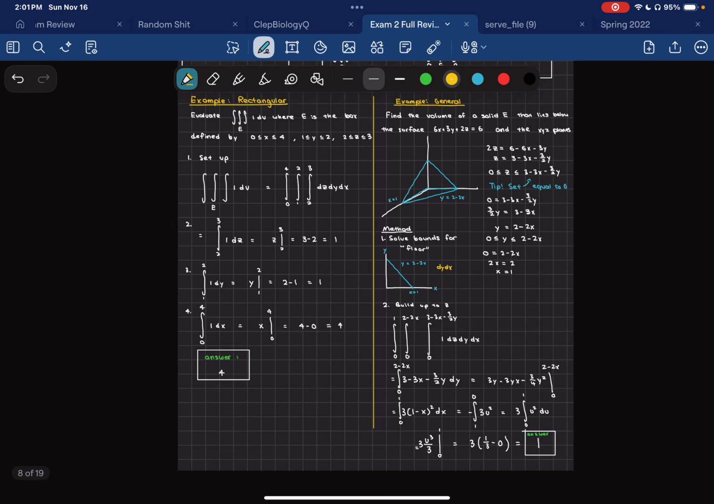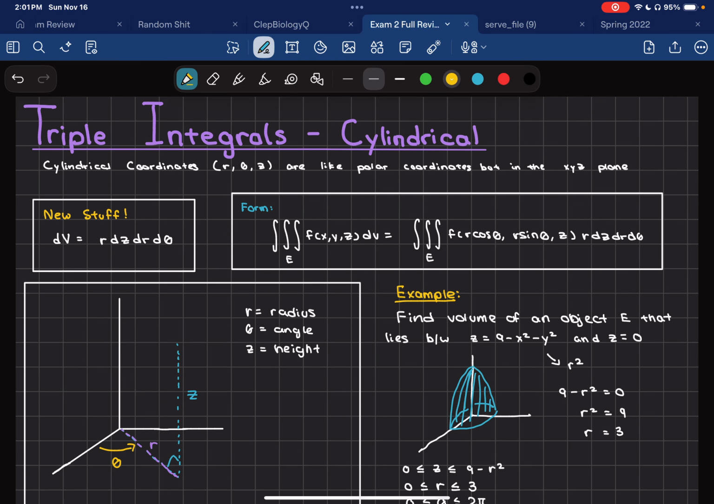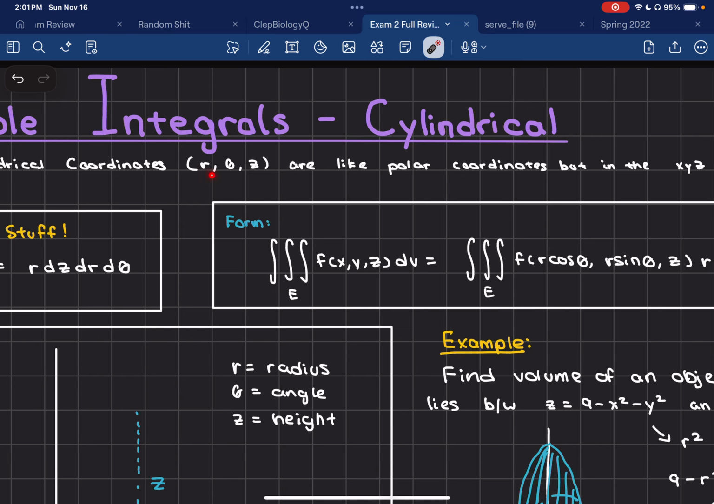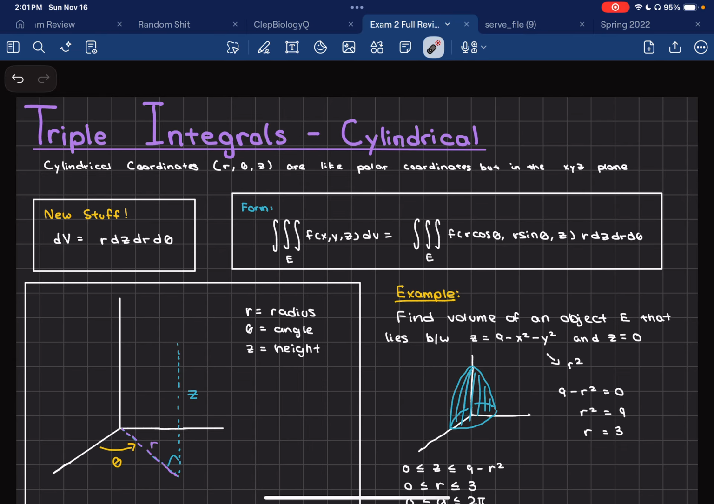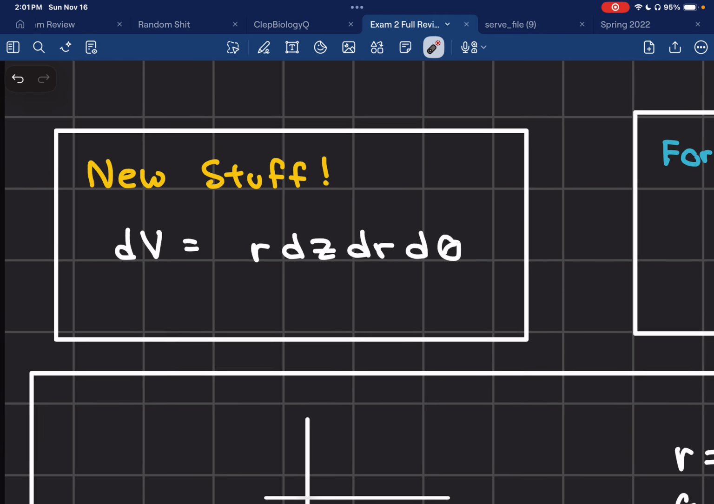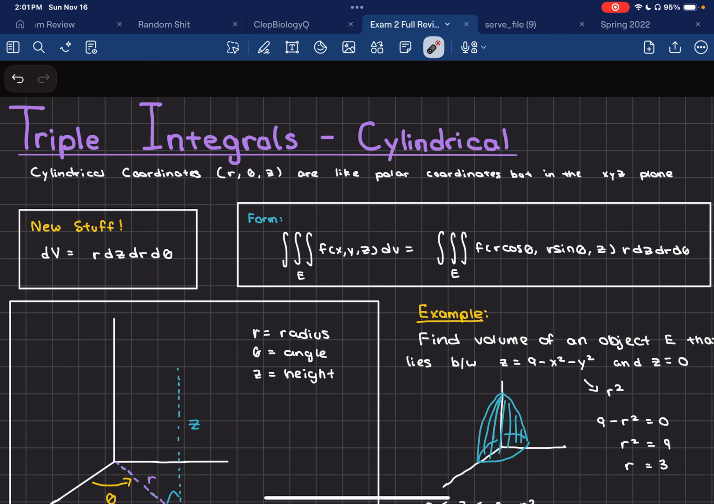Okay. Triple integrals, cylindrical. Now, these are actually my favorite ones for triple integrals. Wait, that's a lie. No, I do like spherical. Hold on a second. So they are in the form of r, theta, and z. So they're like polar coordinates, but in the x, y, z plane. So your dV is now r dz dr d theta. That r continues to come back, so remember it. And this is your new form now.